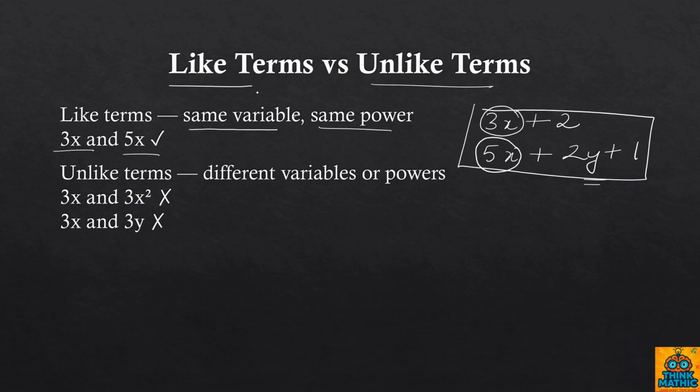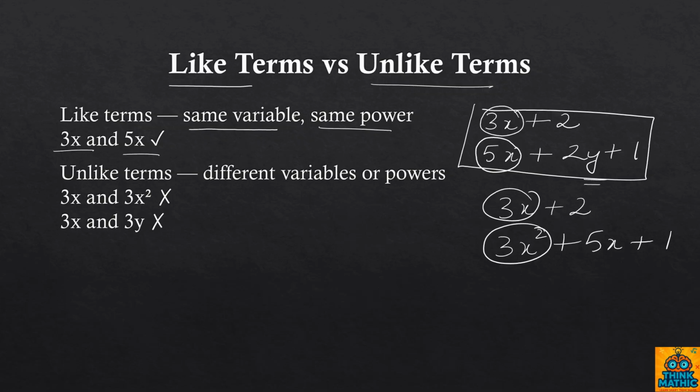So you should remember that they should have the same variable and the same power. I can give you another example, like 3x plus 2 and 3x squared plus 5x plus 1. Now here you will not consider that 3x and 3x squared are like terms, because both of them have different powers, different exponential powers. So the only like terms would be your 3x and 5x.